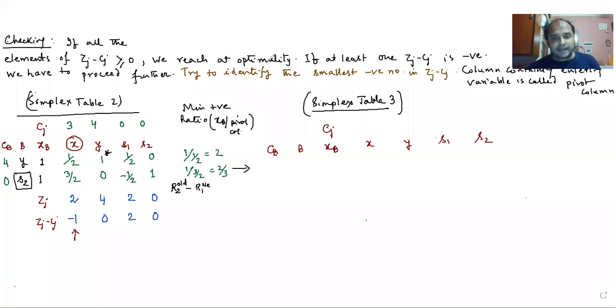So I'm quickly writing the matrix, which I have already solved here in my copy. And by a similar sort of calculation I have obtained 3, 4, 0, 0. Y will remain the same because it is not departing. S2 will be replaced by X. The contribution of Y in the objective function is 4, and the contribution of X in the objective function is 3.